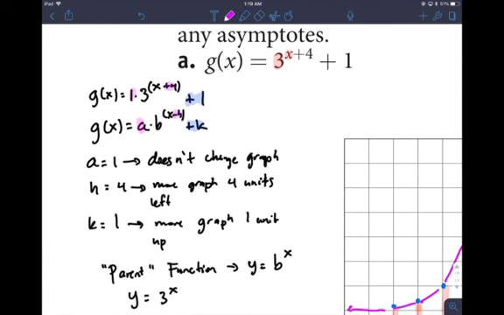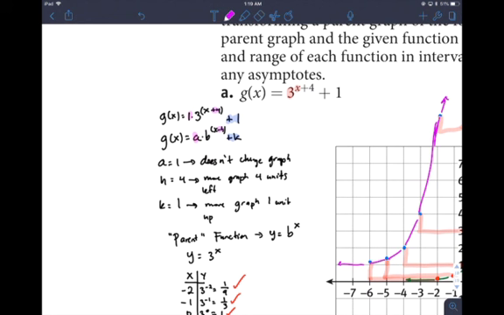Are you going to move it left? Are you going to move it right? How many times? Are you going to move it up? Are you going to move it down? And how many times?